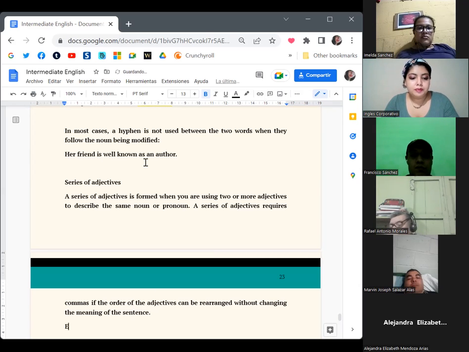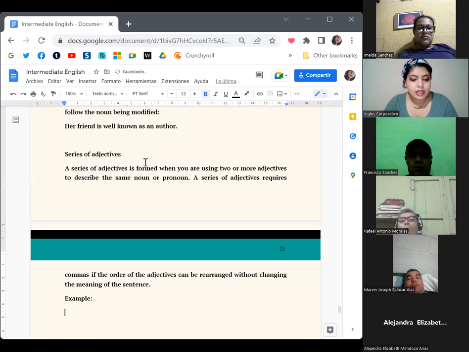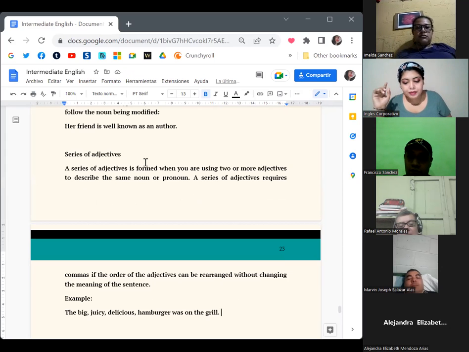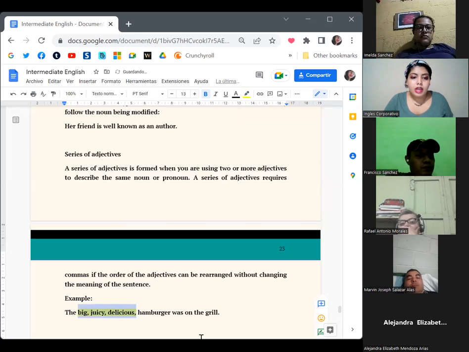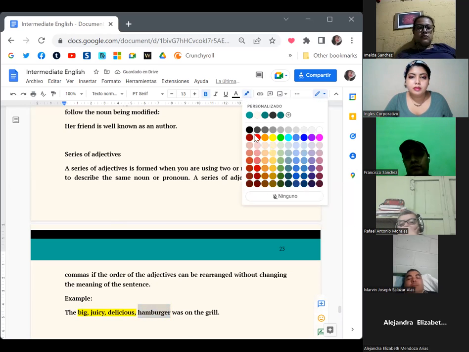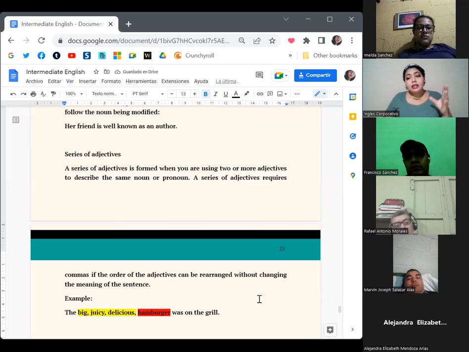So we have the example. So we are going to see this one, and it says the big, that's one adjective, comma, juicy, that's another adjective, comma, delicious. And we have the noun, hamburger, was on the grill. And it says the adjective be juicy and delicious. A series of adjectives is modifying the word hamburger. So we have three adjectives here. And we have our noun here. Like that. That is a series of adjectives and they are separated by commas.